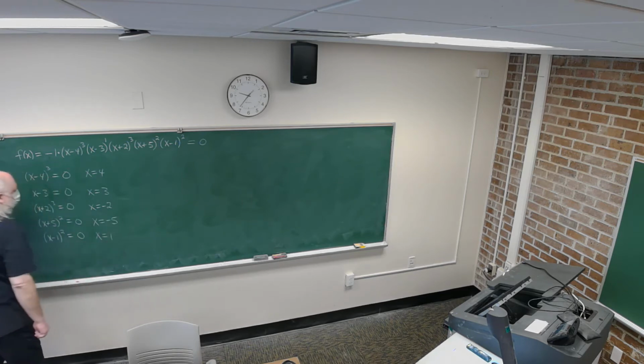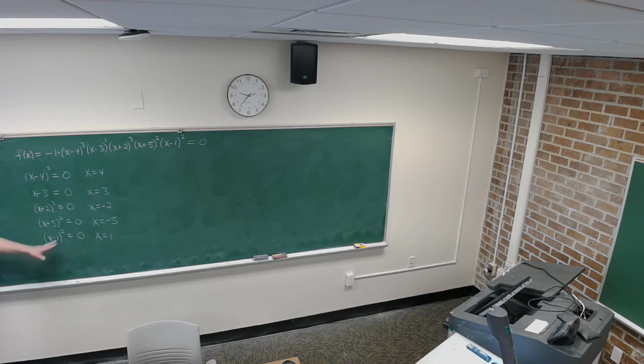So these 5 values of x are the zeros of our factored polynomial, the values that make the right-hand side equal to 0. They are also the locations of 5 x-intercepts in the graph of this polynomial function. So there's an x-intercept at each of these values of x in the graph of this polynomial function.